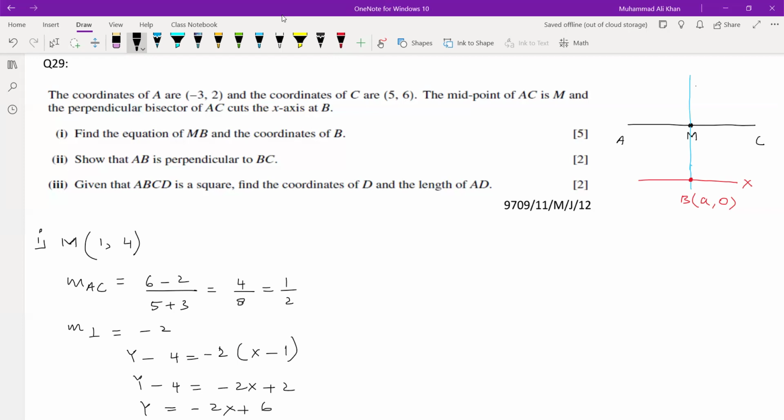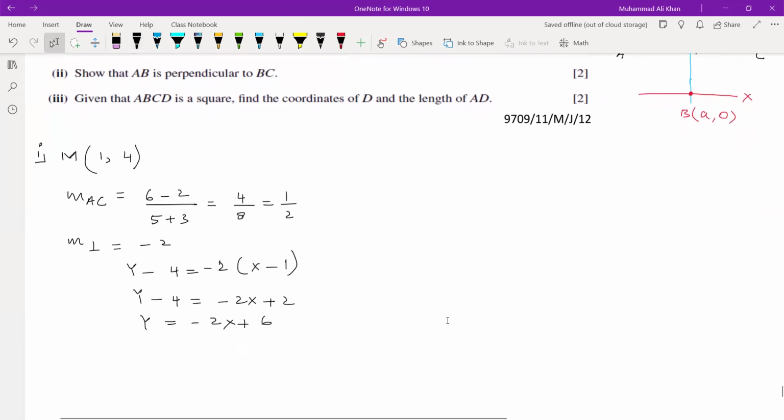Replace x and y by a and 0 for B. Y is 0, so 0 equals minus 2 times a plus 6. So the value of a is 6 divided by 2, which is 3. Therefore, the coordinates of B are 3, 0. Are you clear? Any confusion?